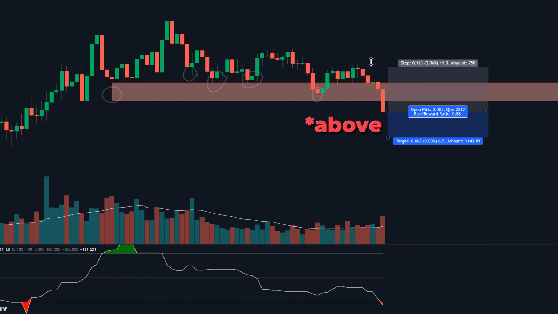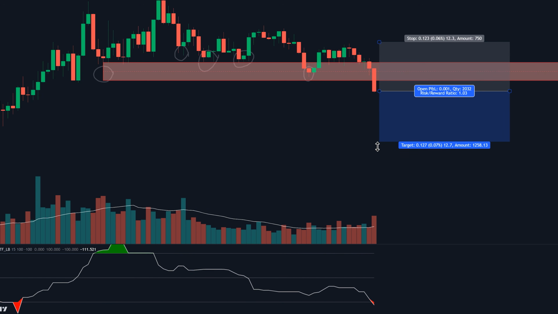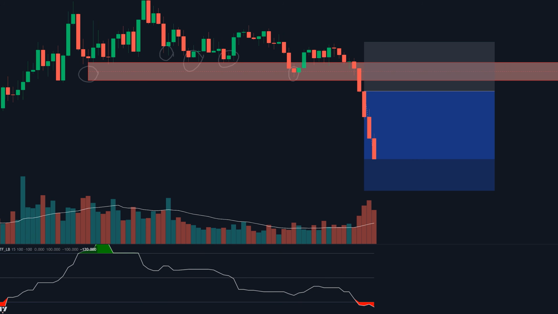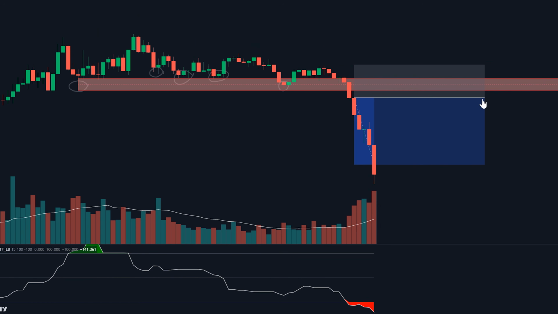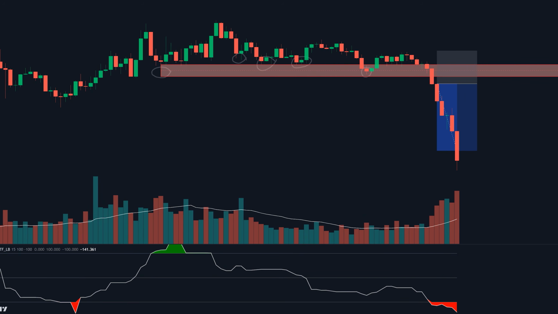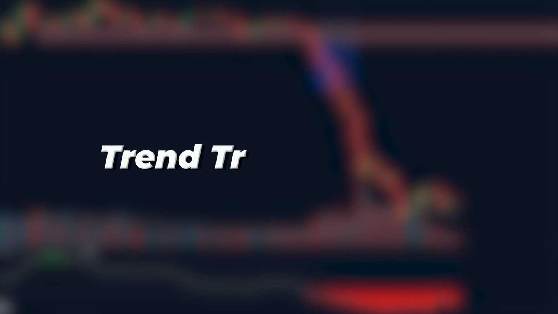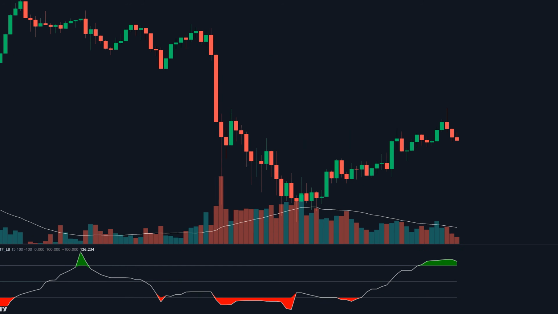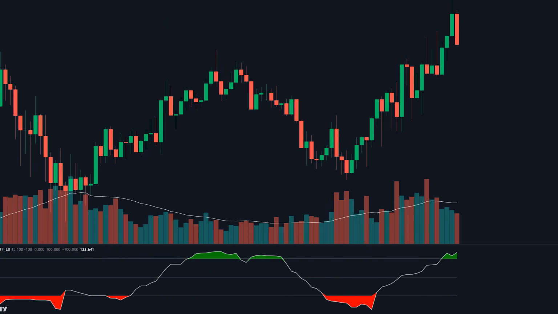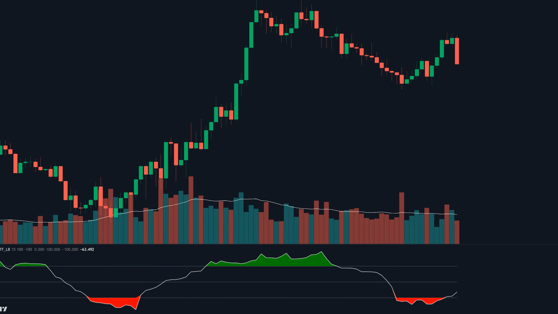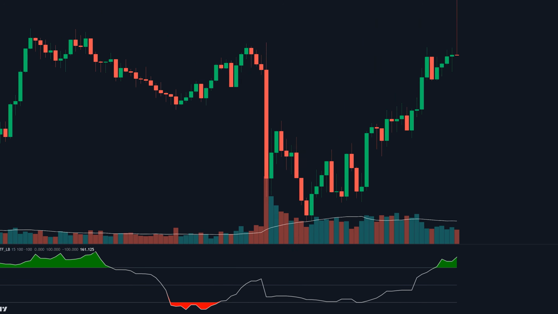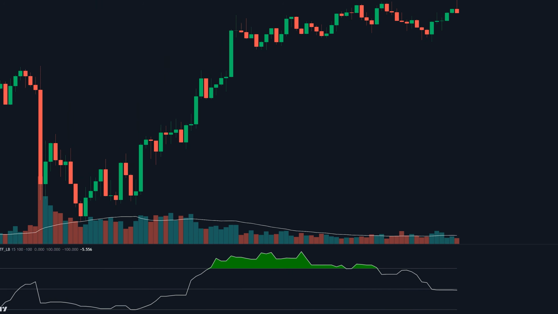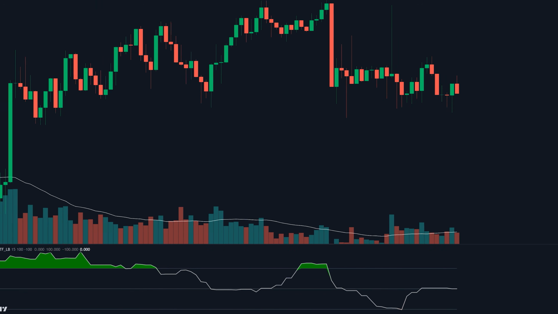The stop loss goes under the most recent swing high. For the take profit, we're going to again target a risk-reward ratio of 1 to 2, letting the trade run and take profit. In summary, the trend trigger factor is a robust trend indicator that allows traders to identify strong bullish and bearish trends. By following our defined conditions for entering long and short positions, traders can capitalize on market movements for super profitable trades.